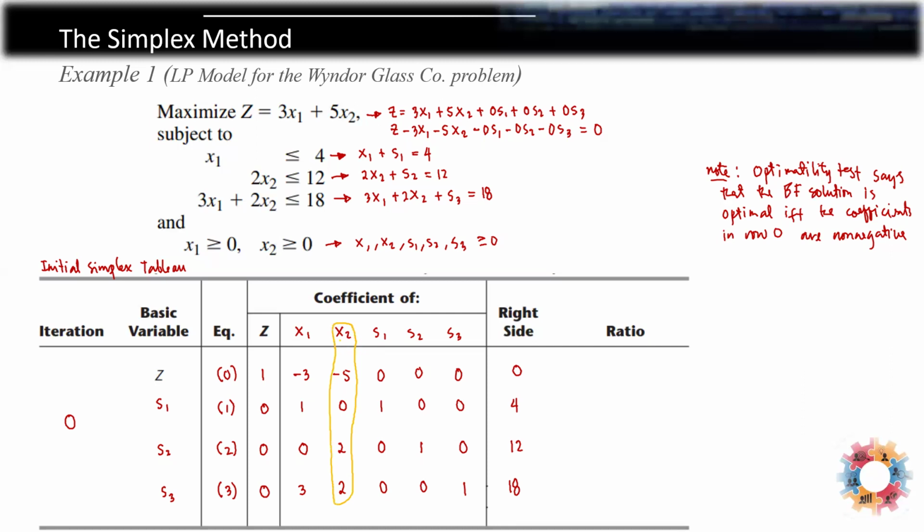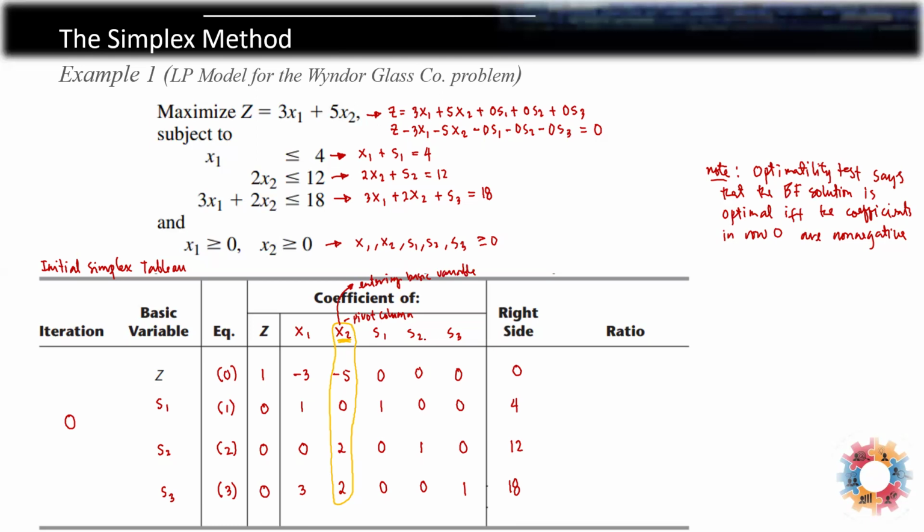And that would also mean that your entering basic variable is x sub 2. Okay? So this column is your pivot column. And x sub 2 here is your entering basic variable, right? Okay.